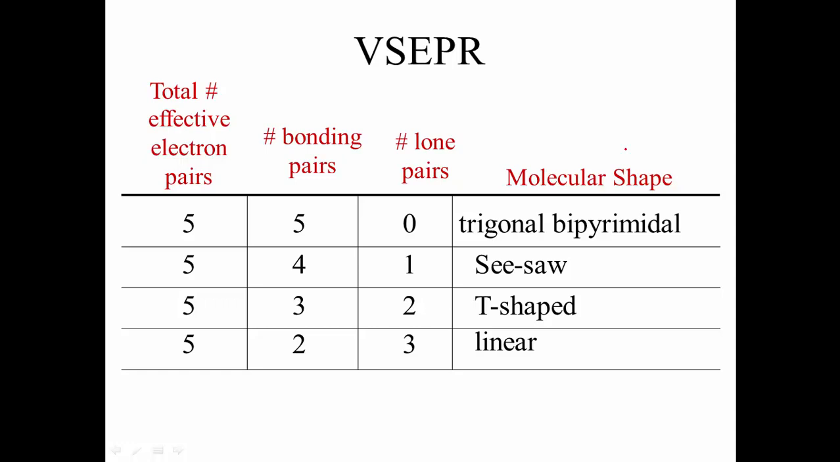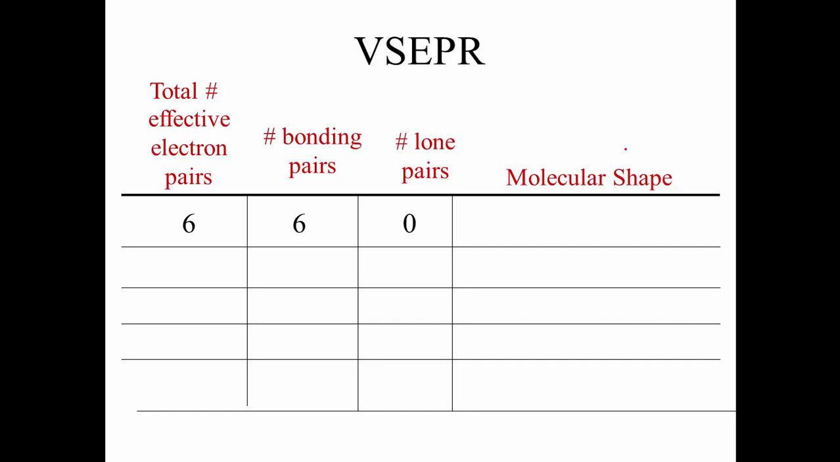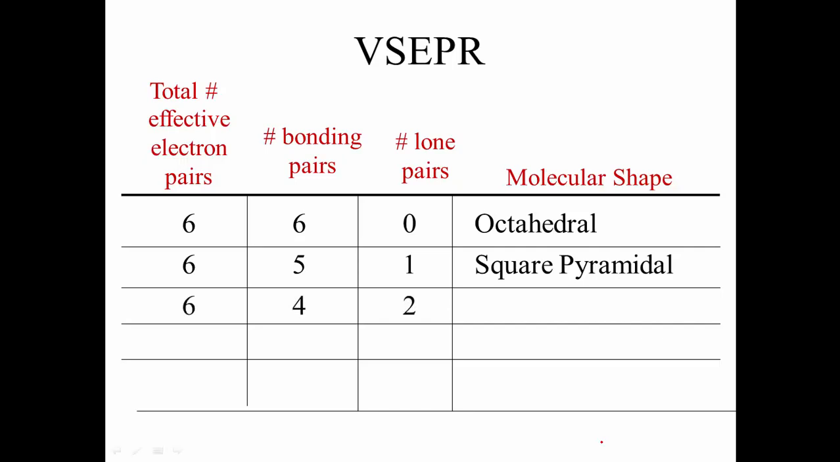So let's break the rule with even more. With 6 total effective pairs, which is the most that you will have, if they're all bonded, you have an octahedral shape. If one of them is a lone pair and the other 5 are bonded, that's called square pyramidal. If 4 of them are bonded and 2 of them are lone pairs, that's going to become square planar. If 3 of them are bonded and 3 of them are lone pairs, that is going to be T-shaped.